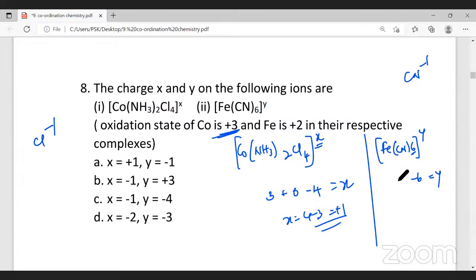Iron, I don't know what to take it as. They've given here the charge of +2, sir. +2. So what will be Y? Y will be 6 minus 2. It will be what? +4. +4. What's the answer for this?